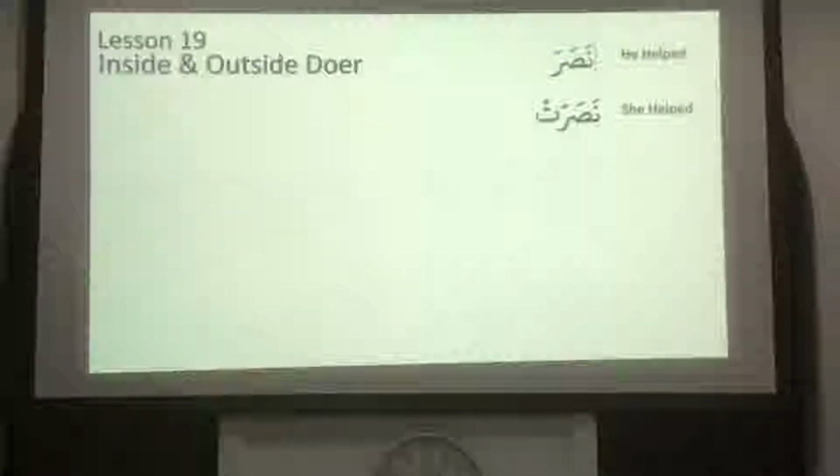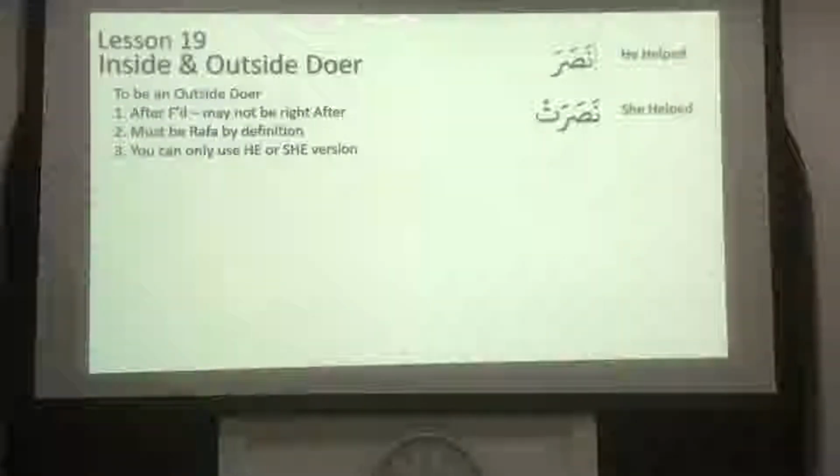And then we have to bring the outside doer, the thing that is doing the job, and we have to match the gender. If it is something feminine, like Fatima did something, then we must use nasarat. If it is a masculine doer, like the word Allah or Rasul or prophets or Karim or Abdullah or whoever, then we have to use the nasara version. But here, the first person, second person, third person doesn't matter. For example, can I use nasara with they, just to emphasize or something? Is it possible?